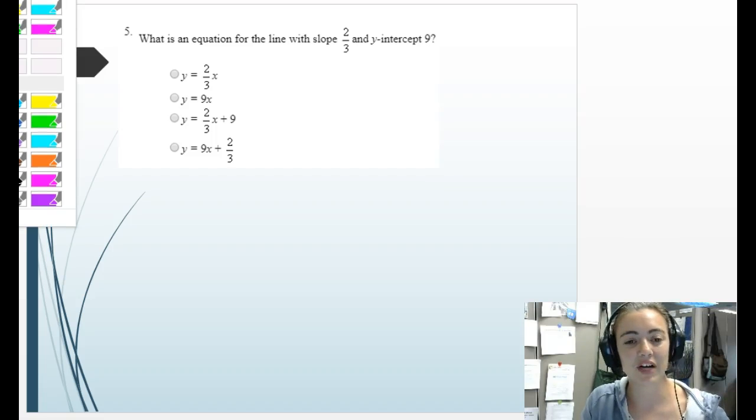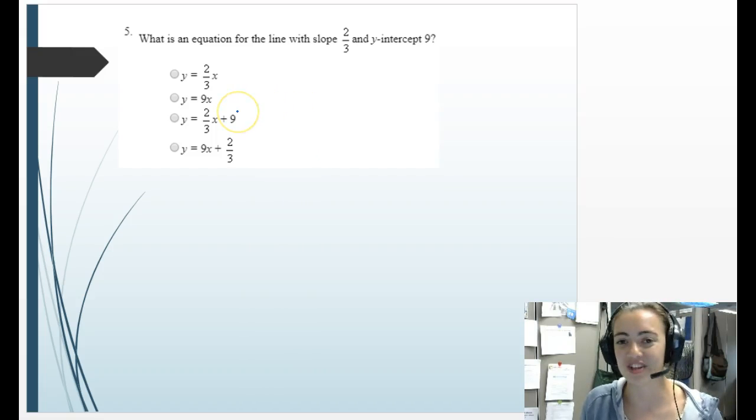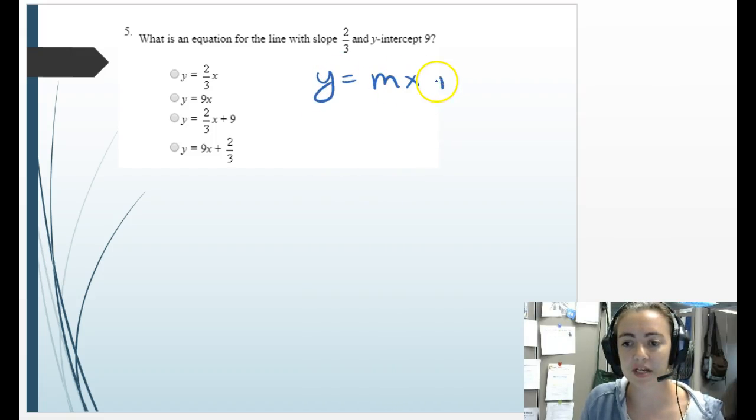All right, for number 5, it says what is the equation for the line with the slope 2/3 and y-intercept 9? Well, there's many ways you can write an equation. Probably a more typical one is slope-intercept form. That's y is equal to mx plus b, remembering that m is slope and b is the y-intercept.